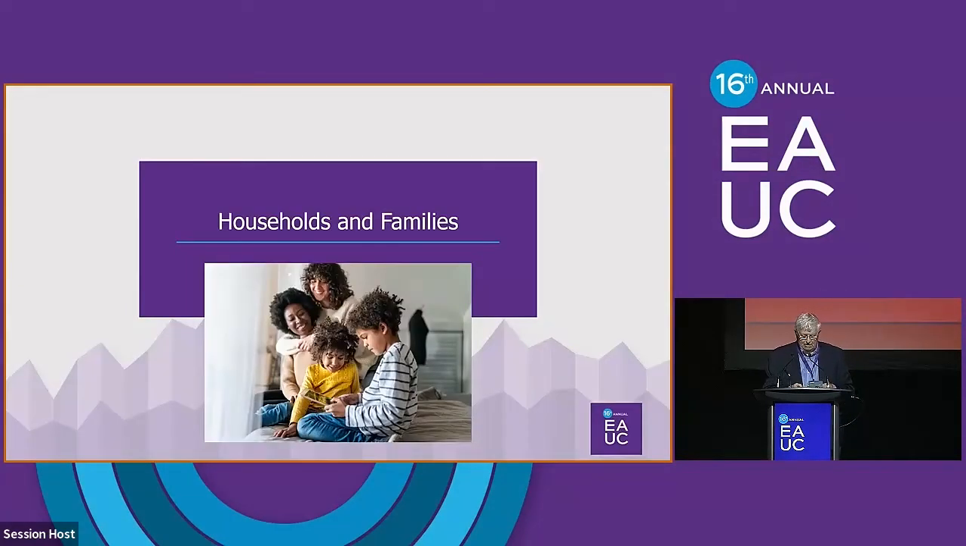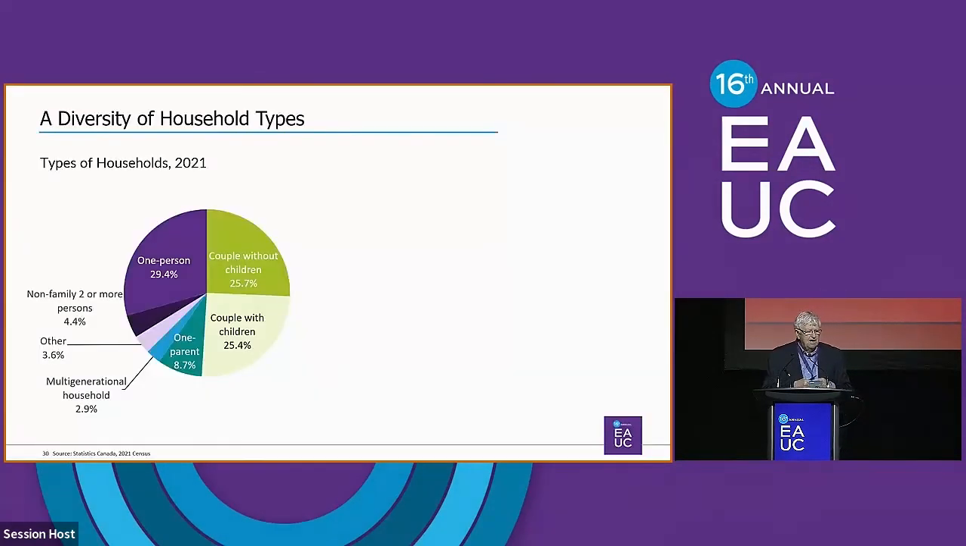Housing and family, households and families. The makeup of households really hasn't changed a whole lot. About 30% of our households are one-person households, many of them older population, some younger people. Equal numbers, just about, of couples with children and without children, about a quarter of all households in each case. 9% or so of our households are lone parent families, and there are smaller numbers of other types of families.